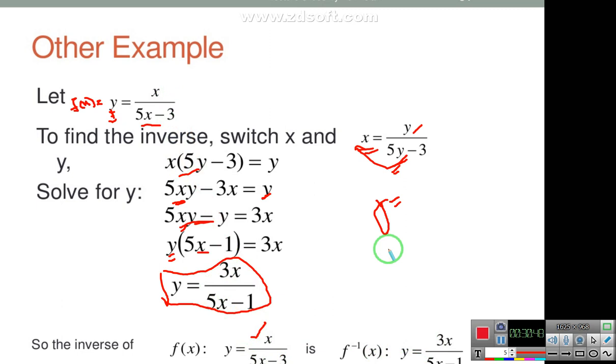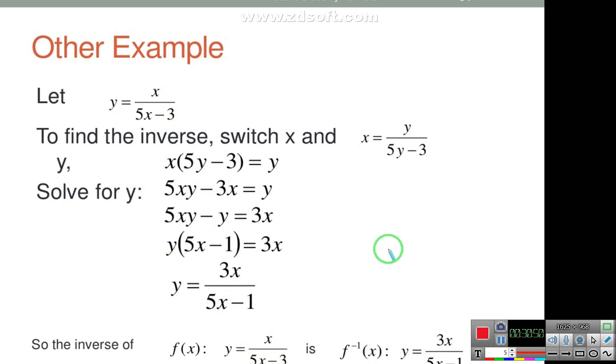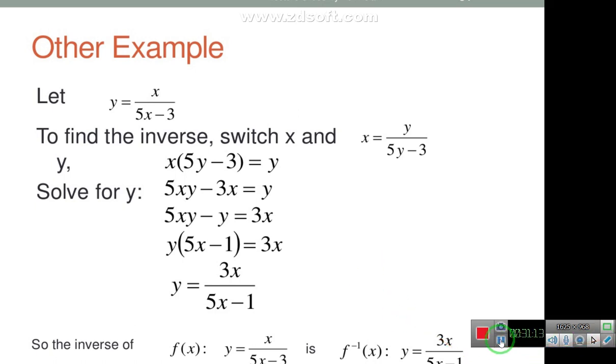It's a simple method, but just keep in mind whenever you are exchanging or switching x by y or y by x, at the end you need to take y on one side of the equality, and take x on the other side of the equality. So that will work for you.